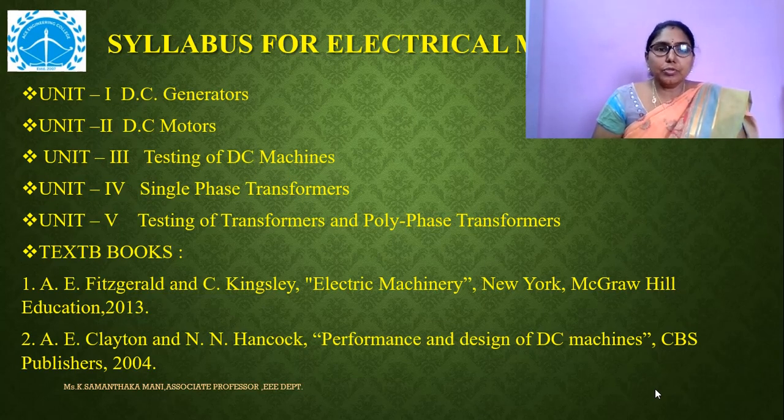In the DC generators, we are going to learn what is the principle of operation of DC generators. Before that, construction of DC generators, what are the different parts of the DC generators and materials used for that one, and then what are the operating characteristics of a DC generator, and what is the EMF equation of a DC generator, we are going to derive in that one. And finally, we are going to learn about what are the different losses that are present in the DC generator, and then we are going to calculate the efficiency of the generator.